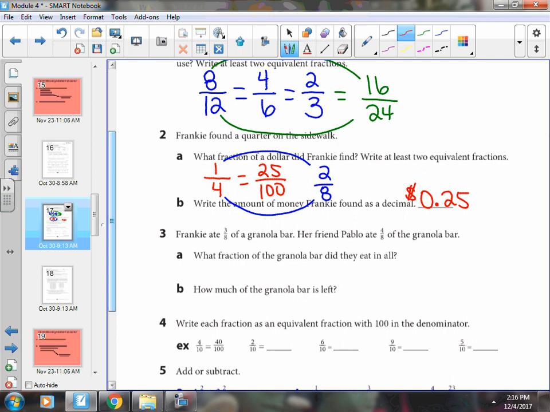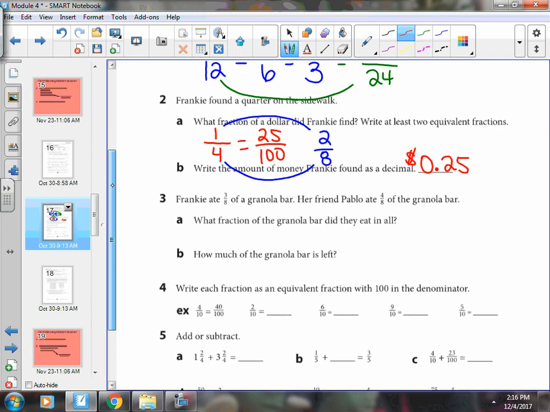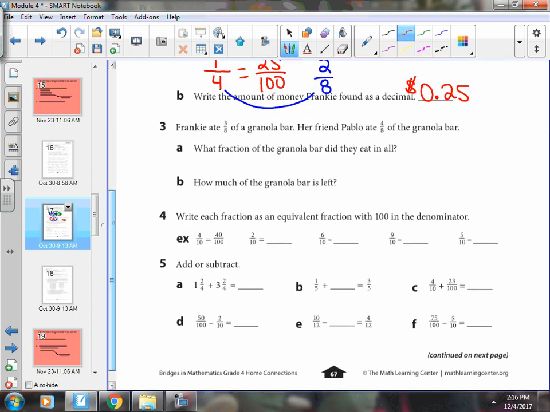Number 3, Frankie ate 3/8 of a granola bar. Her friend Pablo ate 4/8 of the granola bar. What fraction did they eat in all? So we're doing 3/8 plus 4/8 equals 7/8. That's how much they ate. And I know that 8/8 would be the whole thing. So how much is left? 1/8 is left. They ate 7/8. 1/8 is left.